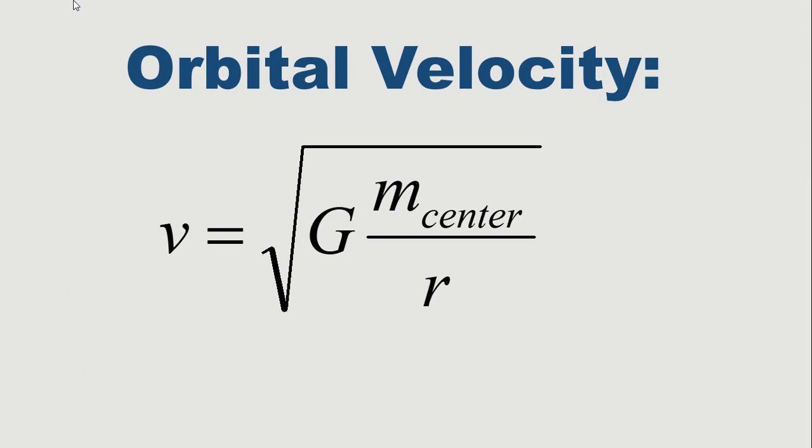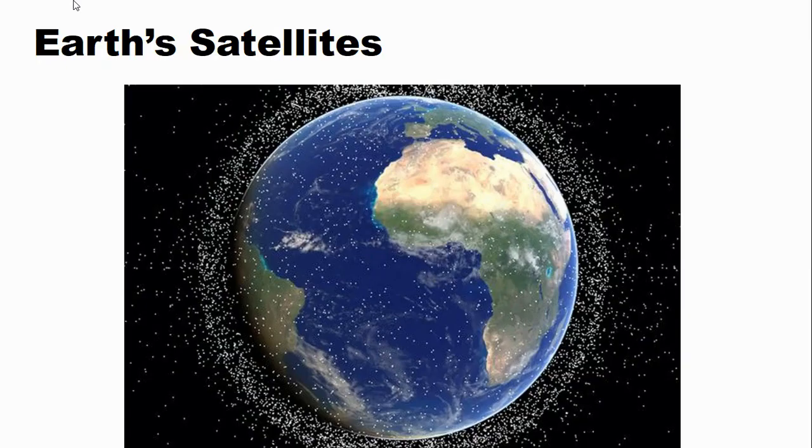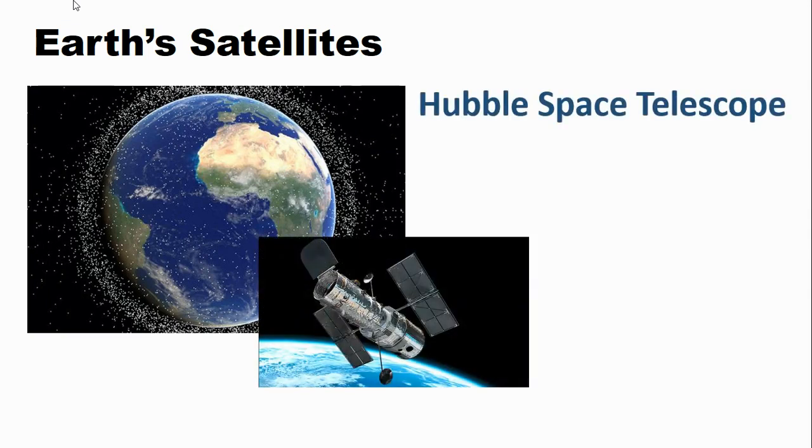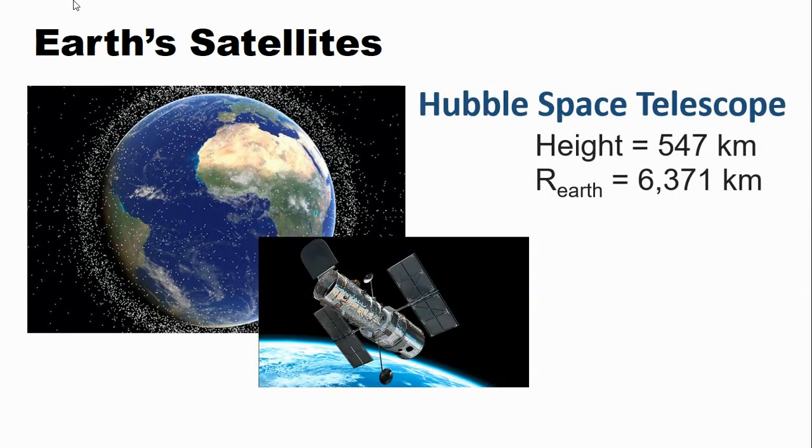Lastly, let us consider two numeric examples using our orbital velocity equation. As of 2023, there are an estimated number of over 4,000 satellites in orbit around Earth. The topic of space junk is possibly one for another day, so let's focus on one satellite that we all know and love, the Hubble Space Telescope. The Hubble Space Telescope orbits at a height of 547 kilometers above the surface of the Earth.